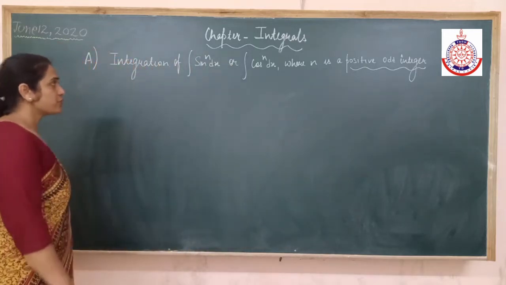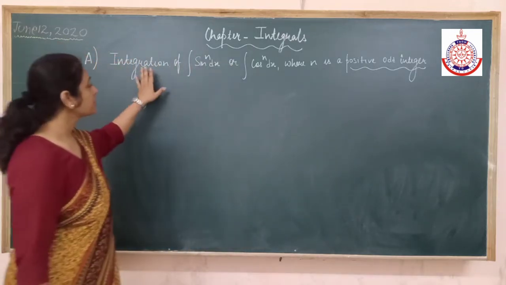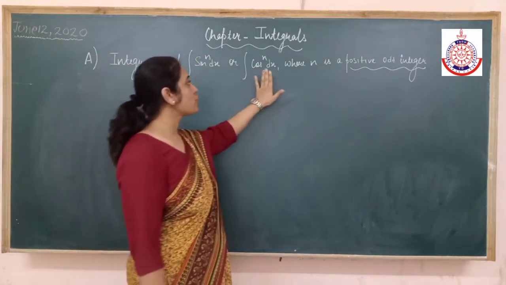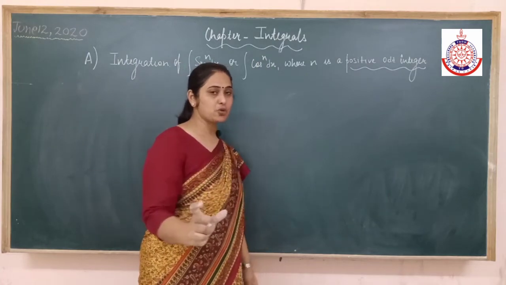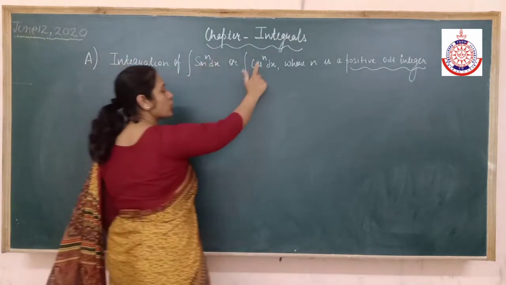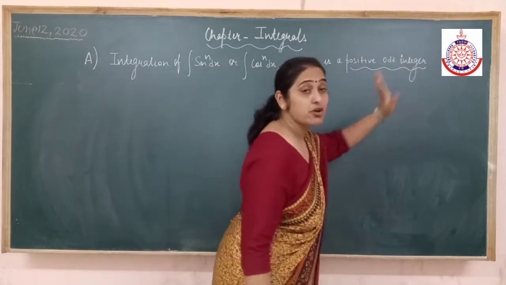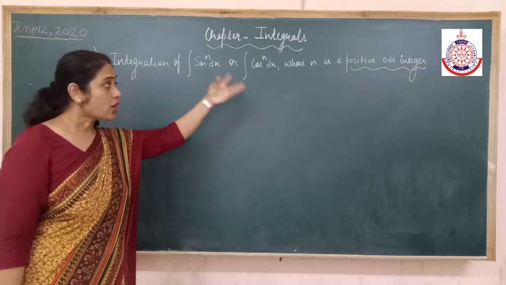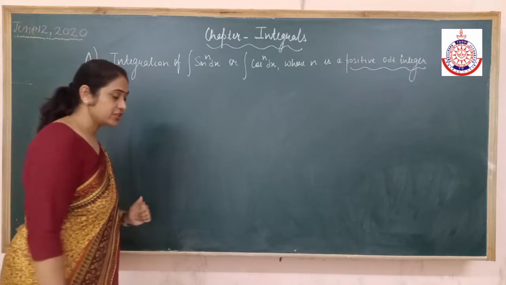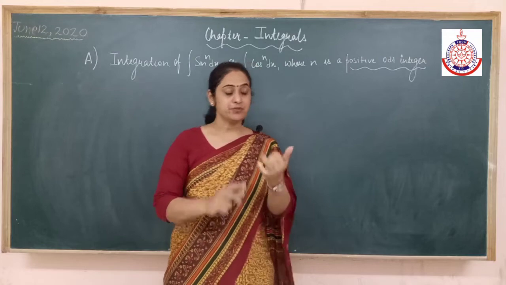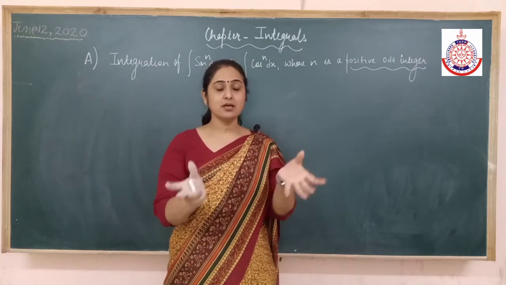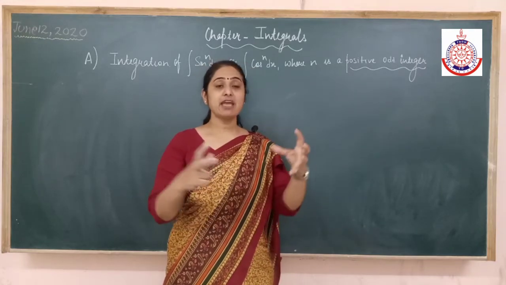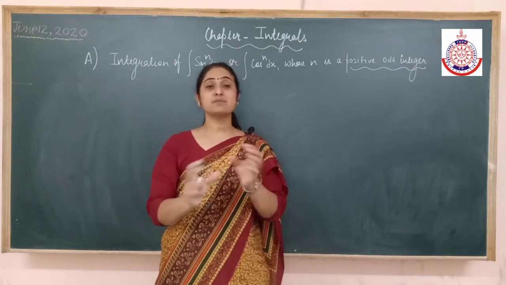The first form is when the integrand has sine with some power, or cos with some power. I mean single trigonometric functions right now. Sine has a power, cos has a power, and it is a positive odd integer. The index of sine is a positive odd integer, or the index of cos is a positive odd integer. We have three types in this. First, sine and cos separately with a positive odd power. Is it clear? And then we have a combination of these two, where sine and cos come in multiplication.